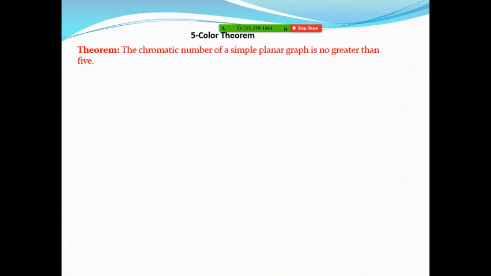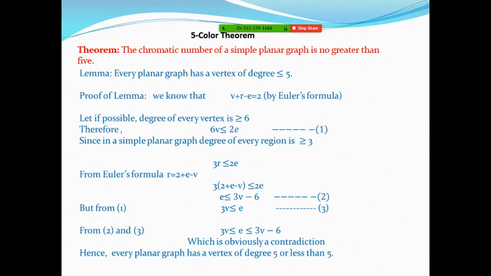So how is this theorem stated in graph theory? In graph theory, the statement is: the chromatic number of a simple planar graph is no greater than 5. That means if a graph is a simple graph, meaning it does not contain self loops or parallel edges, and it is a planar graph, it can be drawn without intersection of edges, then the chromatic number is always at most 5. No more than 5 colors are required for painting the vertices of this graph. It is a very lengthy proof, and I think only this one proof will be covered in this whole process.